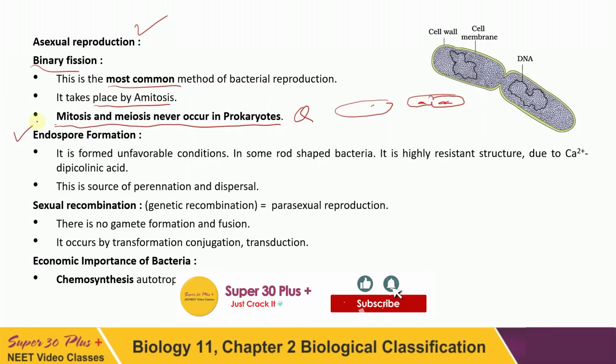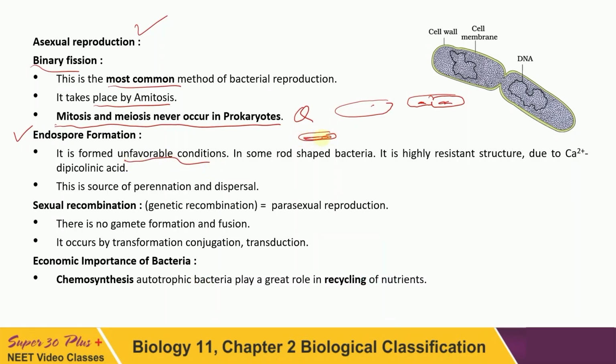Now endospore formation. In unfavorable conditions, the bacterium develops a thick wall, and inside this thick, resistant wall the content of the bacterium is protected. In some rod-shaped bacteria, endospore is formed. This is a highly resistant structure, and it is because of calcium dipicolinic acid. It will protect the bacterium from unfavorable conditions, and when conditions become favorable, a living bacterium will come out from this endospore. That's why this is a means of survival and dispersal, and it's not a source of reproduction.